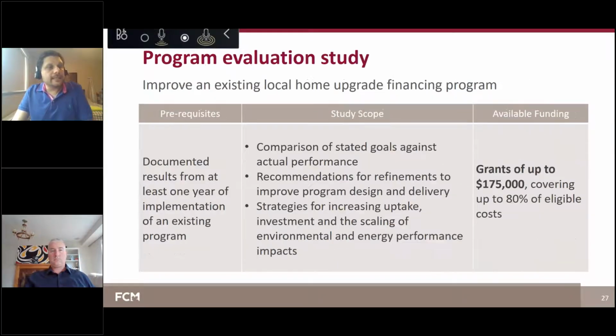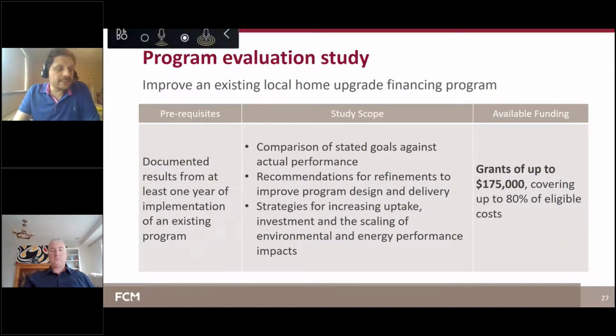The third study is for program evaluation. So this really applies to those who have existing programs and who have documented at least a year's worth of data to be able to assess impact and opportunities to scale up.